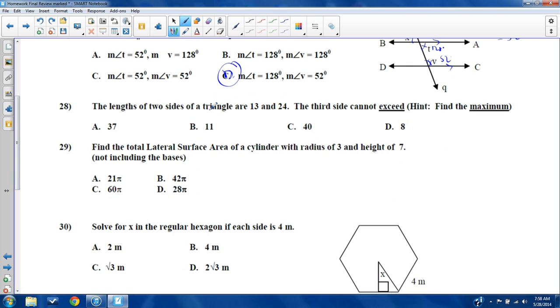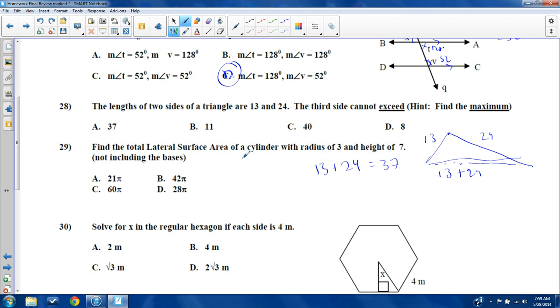Okay, 28. The lengths of two sides of a triangle are 13 and 24. The third side cannot exceed, hint, find the maximum. So the triangle inequality theorem says if I have two sides right here, 13 and 24, 13 plus 24 equals 37. Now the thing is, I cannot have a triangle that is 37 or greater. Because if you have 13 plus 24, you're looking at a straight line, right? I can't get anything greater than 13 plus 24 right here.